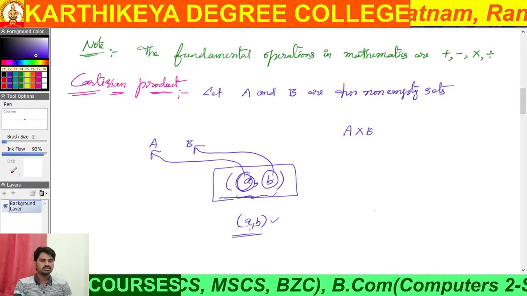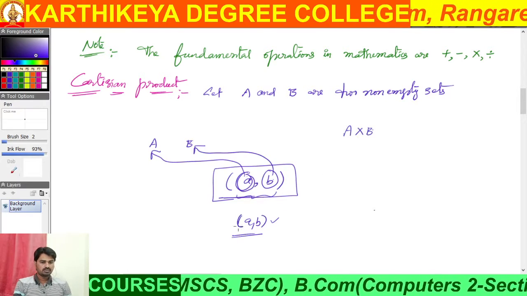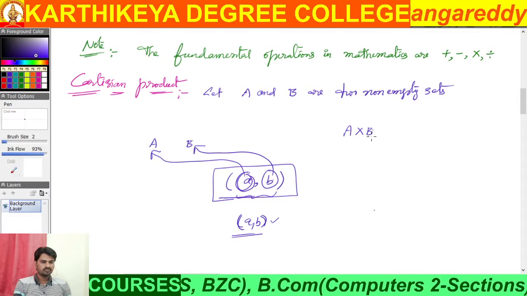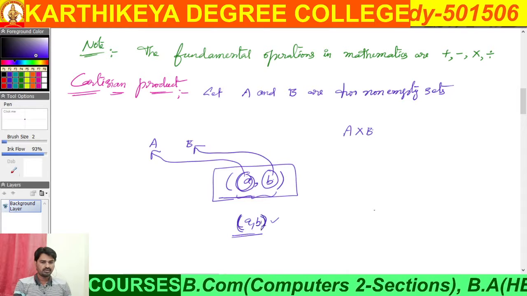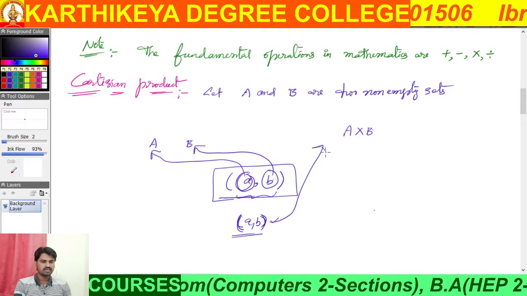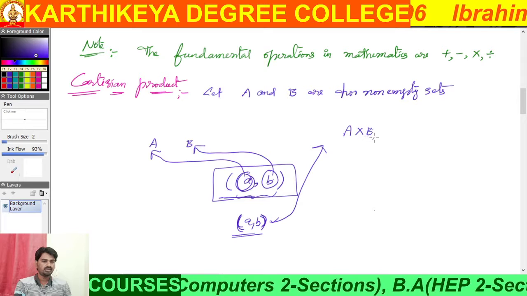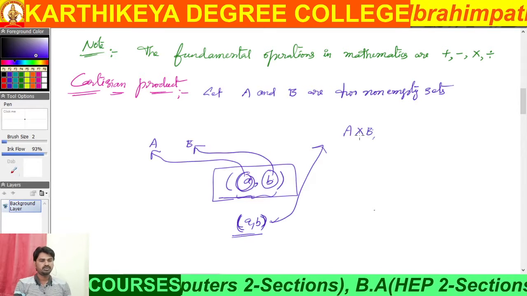Now the element of this Cartesian product of A and B can be taken here. Now the ordered pair, what is that? A comma B. This is an element in A cross B, the Cartesian product of A and B.